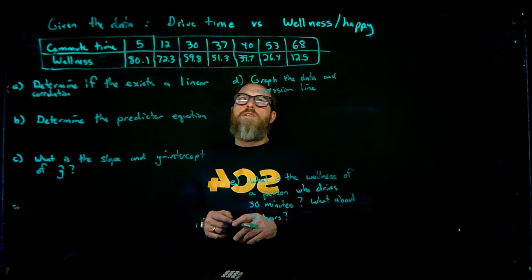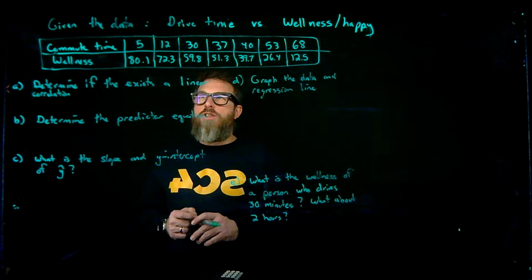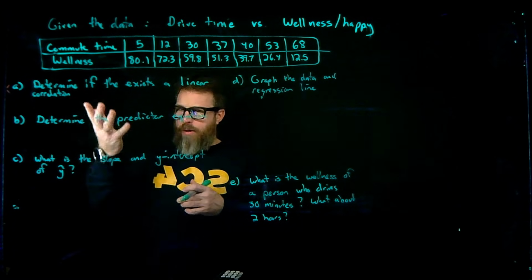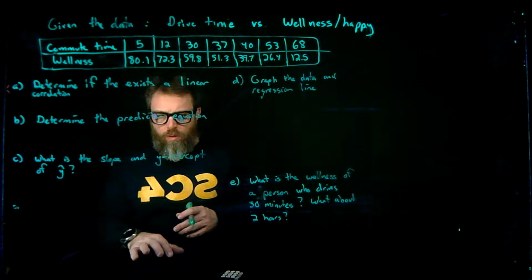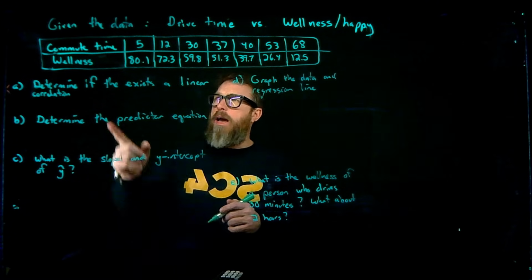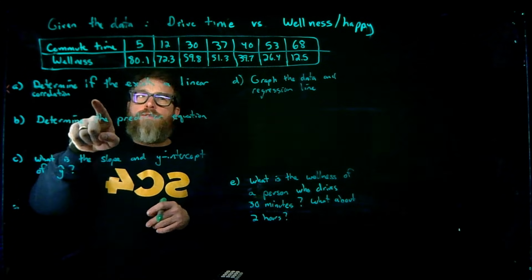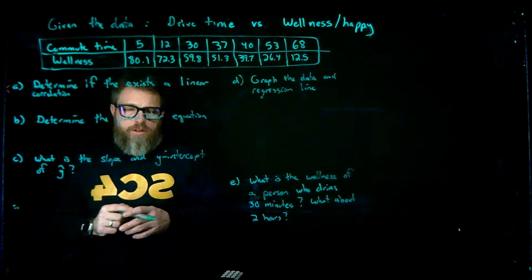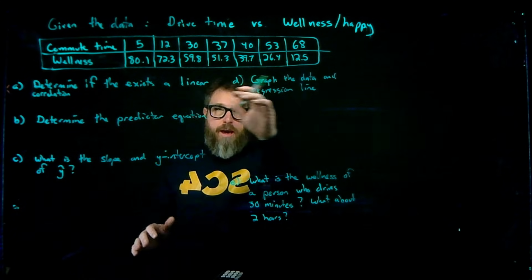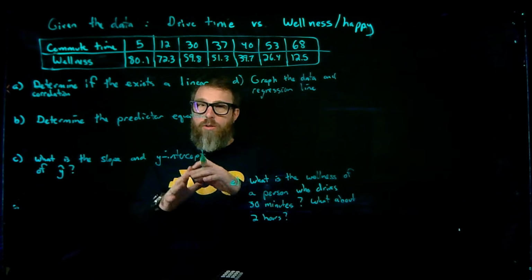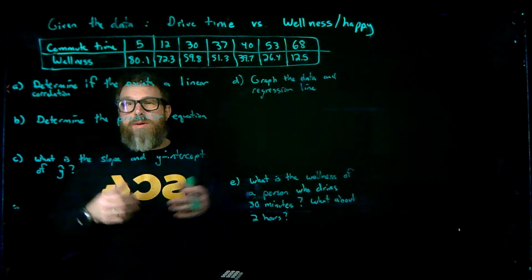So given the data, drive time versus wellness, or how happy you are with your drive, I want to answer these particular questions. First, I can see all the commute times with their associated wellness. I want to know if there exists a linear correlation. Now, I really want to know if there's a linear pattern to this data. When I plot this x comma y, does that actually look like a line, either going uphill or going downhill?